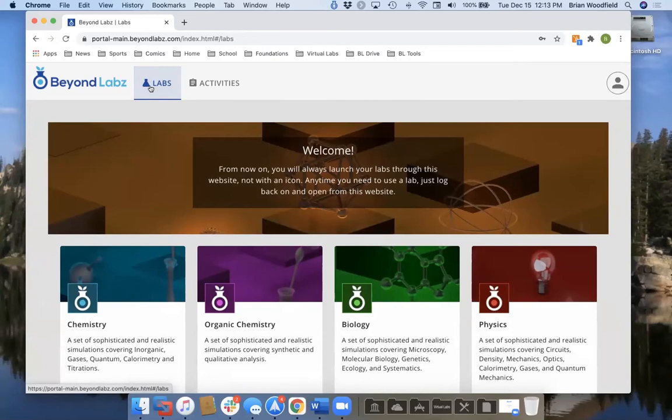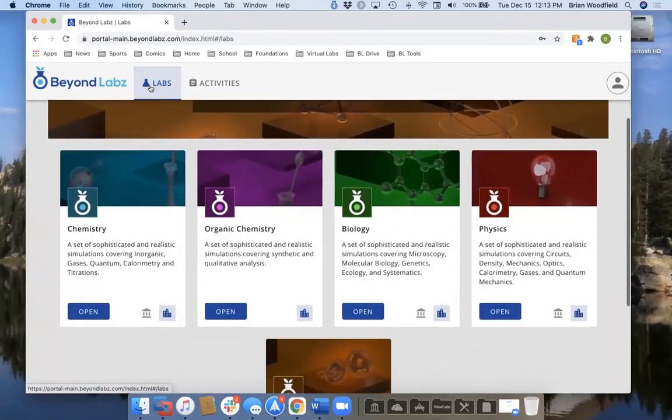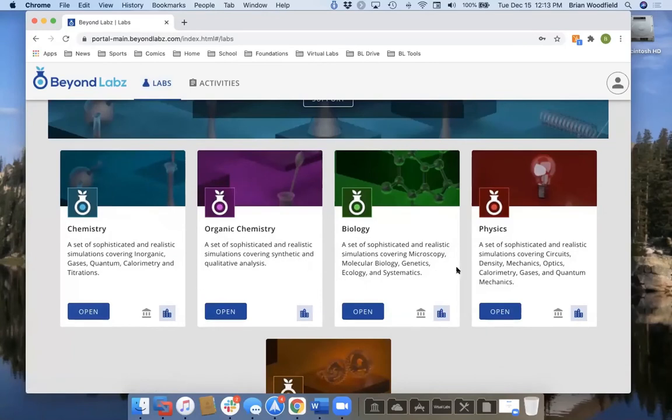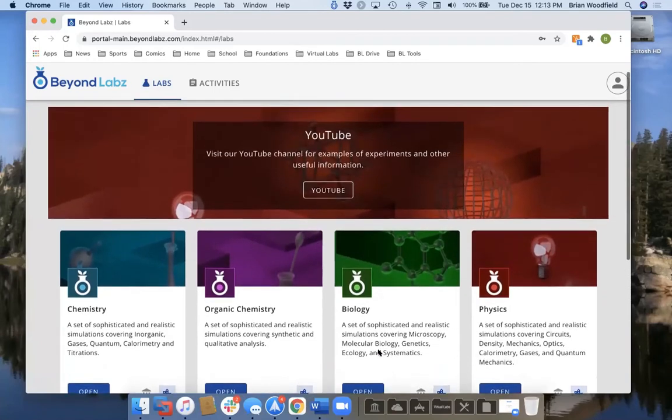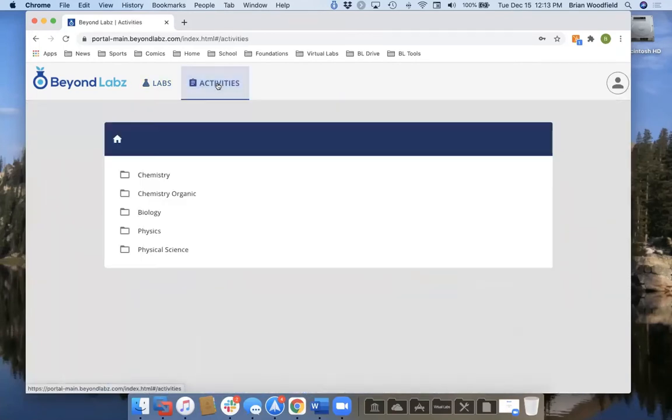Licenses last for a year, and they give them access to all of the labs. These are all of the different lab products we have. We have chemistry, organic chemistry, biology, physics, and a physical science product that's geared more towards middle school and high school. And we also have a library of lab activities. Just because you may be teaching freshman chemistry doesn't mean that you might not want to go into physics and use density or something like that. And so you can click chemistry. We have lower level ones. We call them high school, but they're meant for that intro level.